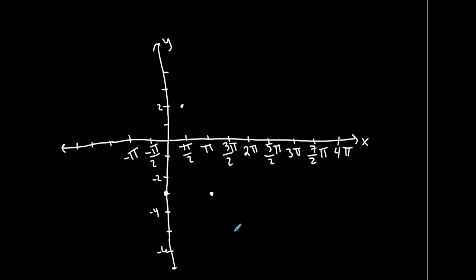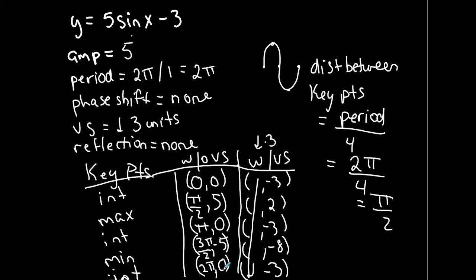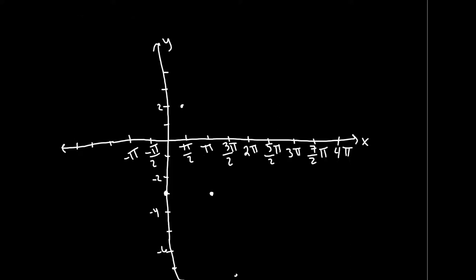I want to make sure this is looking like it's supposed to look. Actually, I need to extend this down. 3 pi over 2, negative 8, down here. The next ordered pair is at 2 pi, negative 3. 2 pi, negative 3. Now, if you notice, if I connect these points, I'm going up, coming back down to a min, and then going back up to an intercept. It looks like a sine wave.